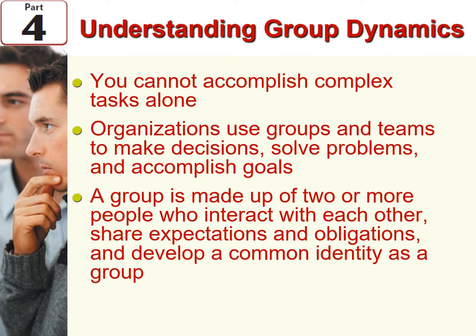For this objective, organizations use groups and teams to make decisions, solve problems, and accomplish goals. Nowadays, a lot of giant companies, even small ones, always have groups or work teams to solve problems. Maybe in the production area, you can find what we call a quality circle, to make decisions and solve problems related to quality.